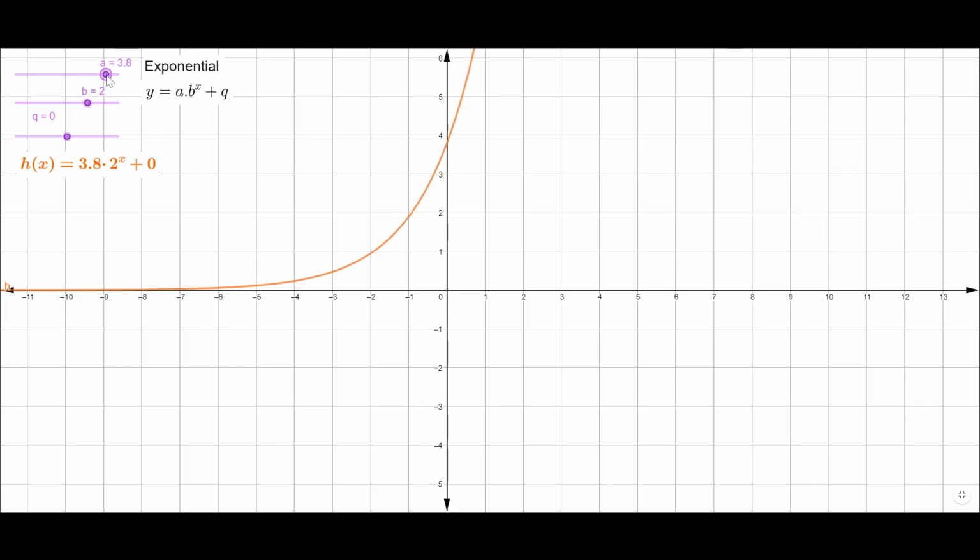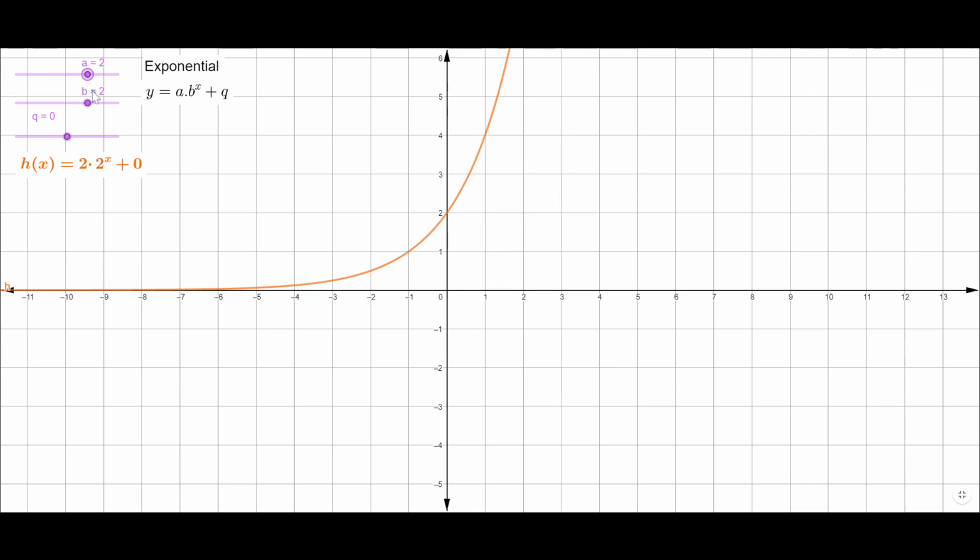All right, there my a is positive. Look what happens when my a is negative. It goes down. A positive, a negative. So I remember it like this: if my a is positive, my graph will be above the asymptote. And if my a is negative, my graph will be below the asymptote. Now let's change a few of these parameters. Let's make our a 2.